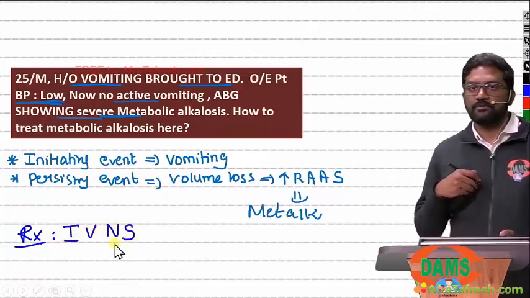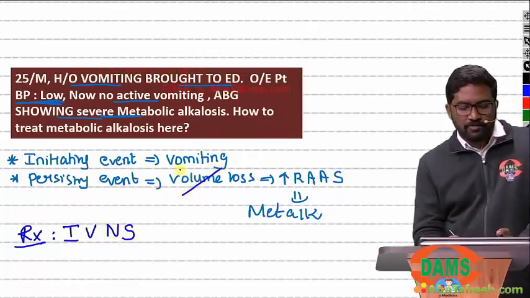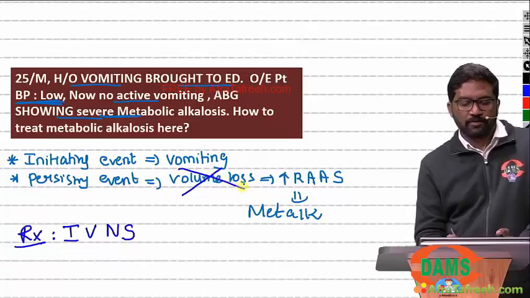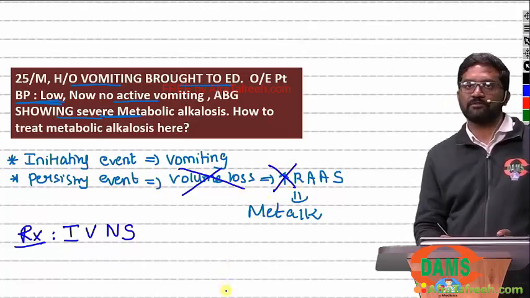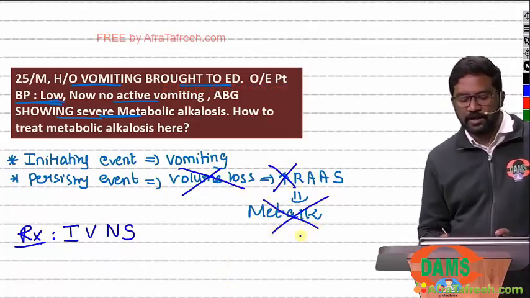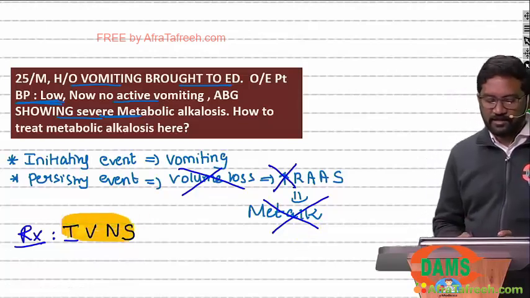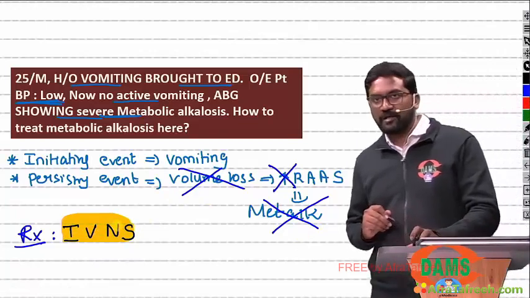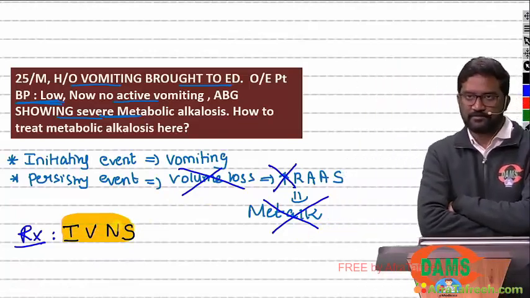Now if you give normal saline to the patient, you are going to correct the volume. So the trigger to the renin-angiotensin aldosterone system is removed. Gradually metabolic alkalosis will resolve. So this is a classical case of saline responsive metabolic alkalosis.